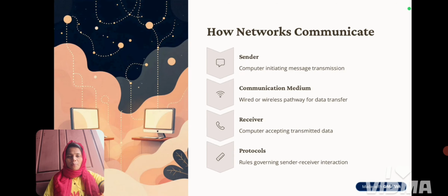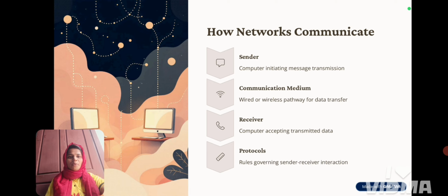Okay, now we know the basics about computer networks. Now we are going to learn how networks communicate, that means how networks work. For a computer network to work, there are four important components. They are sender, communication medium, receiver and protocols. Sender means, if I am conducting this class, I am the sender of this class and you are receiving my classes, so you are the receiver. That is the sender and receiver.